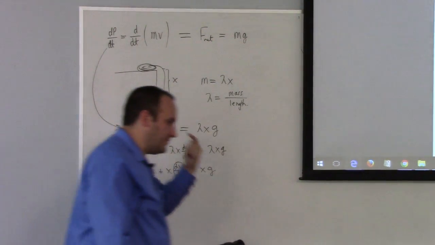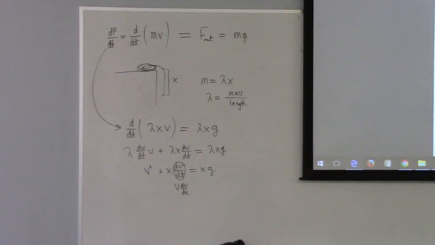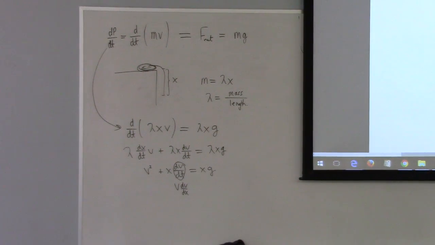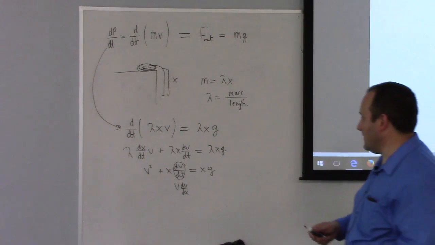Let's think about your homework problem, because I think that's by far the hardest problem on your homework. All right? A chain is coiled on the ground. One end is lifted with constant force, right?